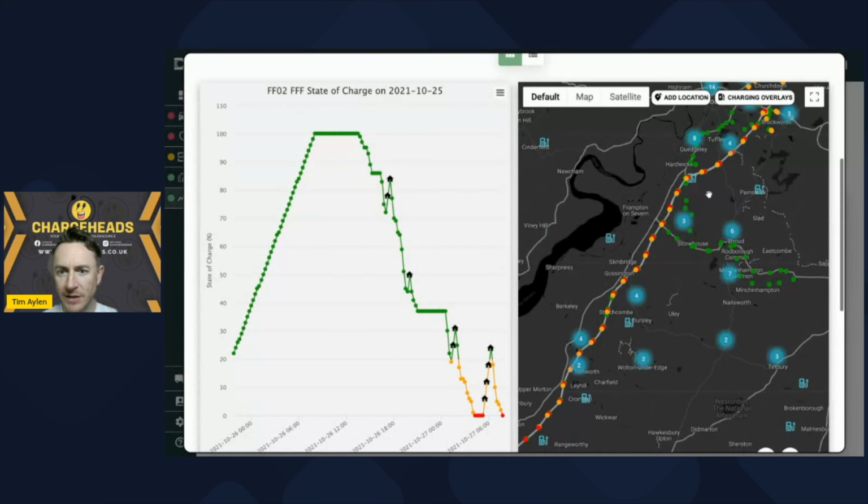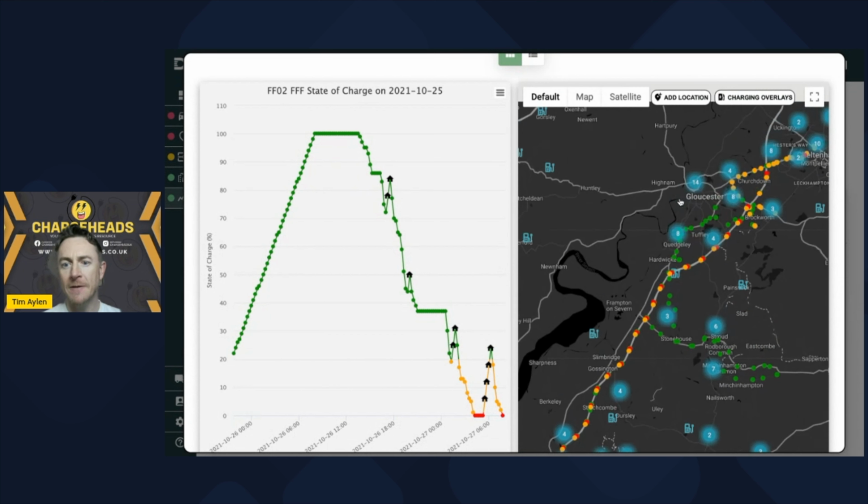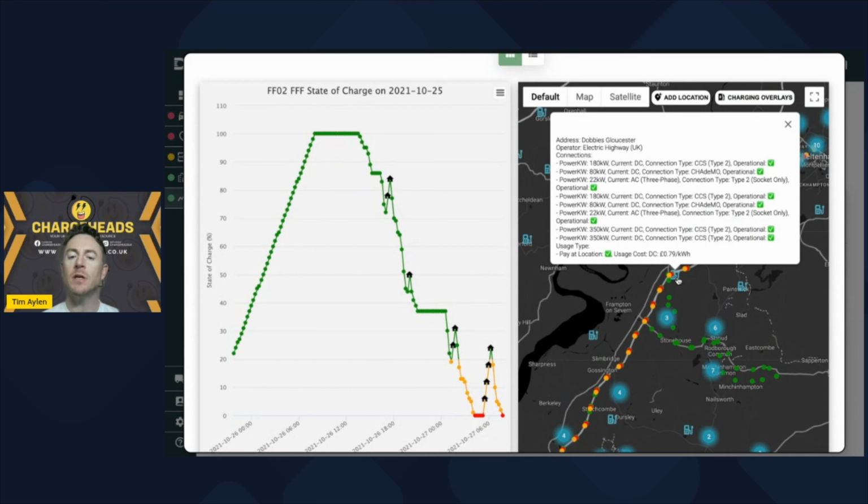So where does this vehicle get low in charge? We know this road here is clearly getting low in charge. There's a charger on the way, so that will help minimize downtime. And it gives us all the information we need. It gives us speeds of chargers, whether they're operational, and even the cost, 79 pence per kilowatt hour.